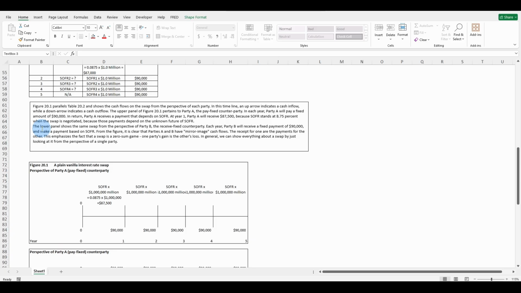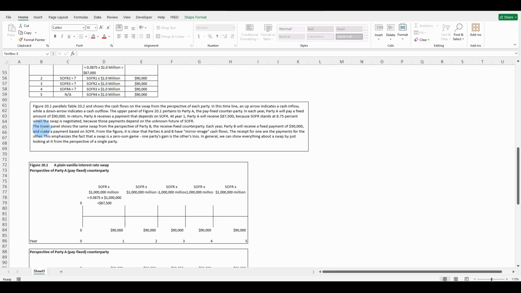Figure 20.1 parallels table 20.2 and shows the cash flows on the swap from the perspective of each party. In this timeline, an up arrow indicates a cash inflow, while a down arrow indicates a cash outflow. The upper panel on figure 21 pertains to party A, the pay fixed counterparty. In each year, party A will pay a fixed amount of $90,000. In return, party A receives a payment that depends on SOFR. At year one, party A will receive 87.5 because SOFR stands at 8.75% when the swap is negotiated, because those payments depend on the unknown future of SOFR.